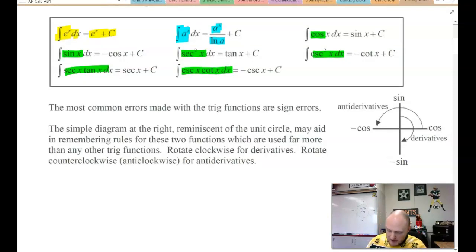I showed you this when we talked about derivatives of trig functions: if we move in a clockwise direction, if I go from sine and take a derivative, I'm moving clockwise, and that's going to be cosine. And then the derivative of cosine is negative sine. The easy way to remember this is that your north and south poles are y values.